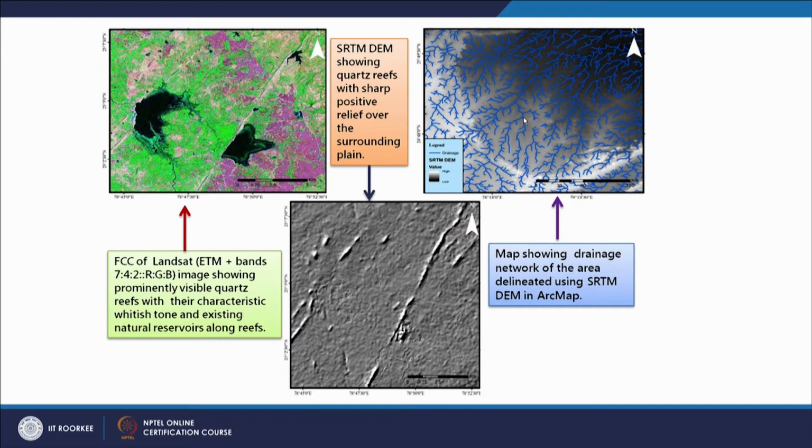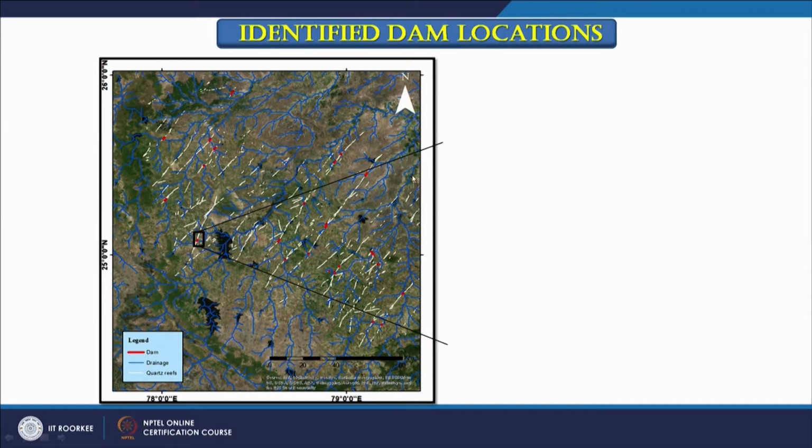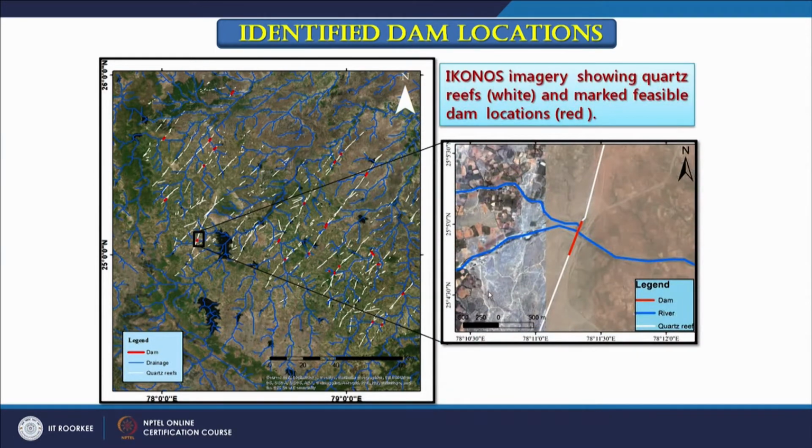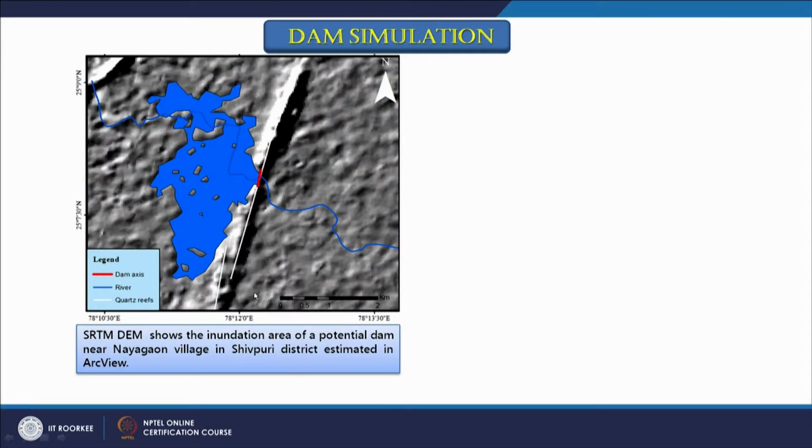Drainage lines can be identified, again derived from surface hydrologic modeling. And we take an example here, where the quartz reef is running like this, and this is the proposed dam axis for simulations. We can simulate how much area it will cover if we fix some height, and this is the scenario.